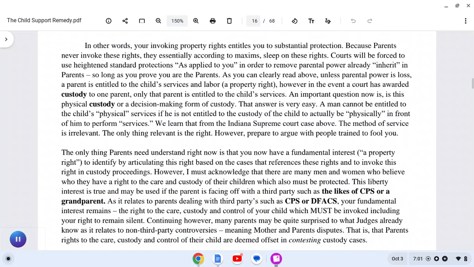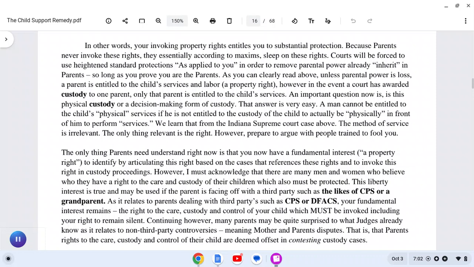In other words, you're invoking property rights entitles you to substantial protection. That's true because parents never invoke these rights. They essentially, according to maxims, sleep on these rights. Courts will be forced to use heightened standard protections, okay, that's right, as applied to you in order to remove parental power already inherent in parents, so long as you prove you are the parents.